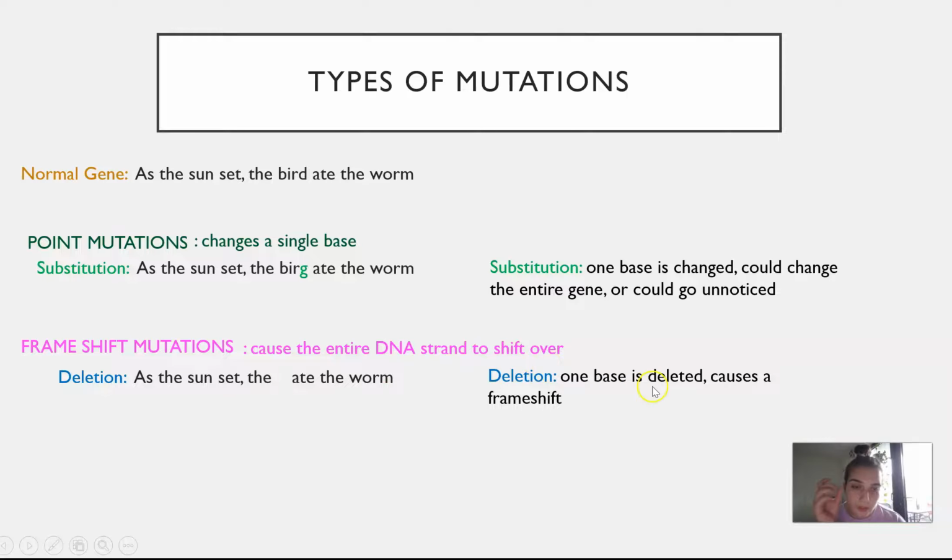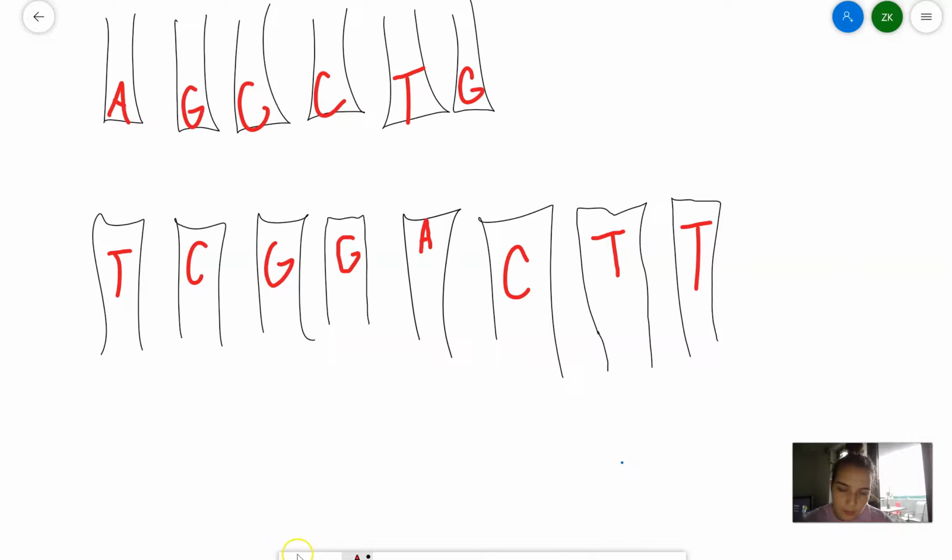And when a deletion occurs, one base is deleted and the entire frame has to shift. So I'm going to show you what that means as best as I can. So let's say we delete one of these bases. Okay, so we're going to delete this G right here, because a mutation occurs and makes it disappear. Okay, now we have this big gap, this big space right here that needs to be filled. So what's going to happen is all the DNA to the right is going to shift down.